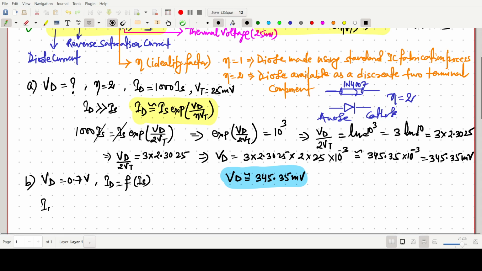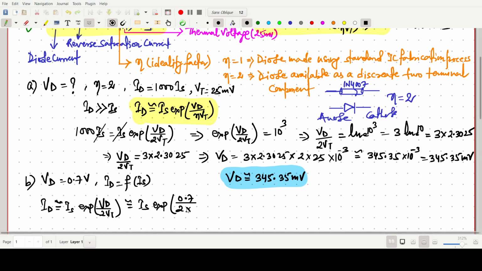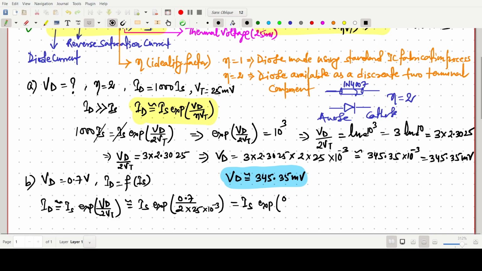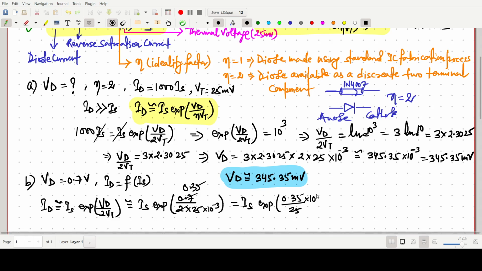So once again, we will write the expression. It is similar: IS EXP VD by twice VT. So approximately equal to IS, the same, EXP, VD is known to us, 0.7 volt, over 2 into VT, 25 milli, into 10 to the power minus 3, I am writing here. If we solve this one, one can also write 0.35 if we divide it, then it should be 25 and 10 to the power 3.